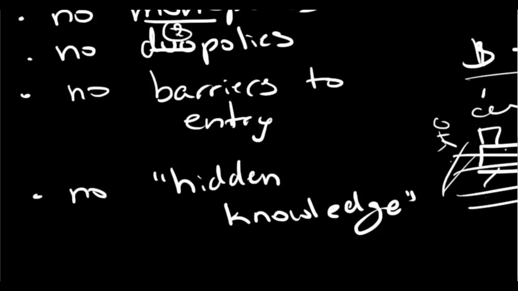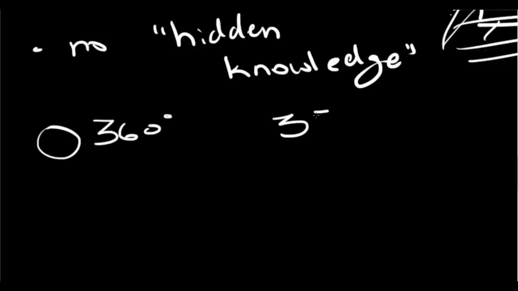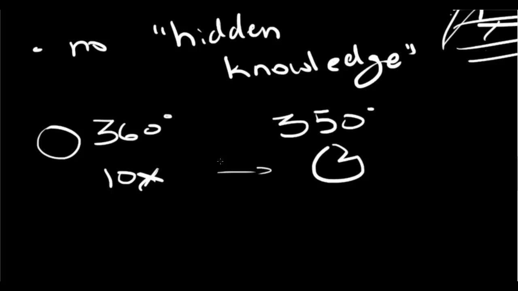And then hidden knowledge, this is where one company has an advantage because it knows something other companies don't know. If you're the only company producing a wheel that is 360 degrees, and everyone else is producing a wheel that is 350 degrees, right? You're going to have all the customers, even if you're telling people to pay you 10 times more for your wheel than they are paying for this wheel. You're still going to have all the customers because you've, in essence, got a perfect product. You've got a wheel. You've got what everyone wants. No one wants this 350-degree wheel.